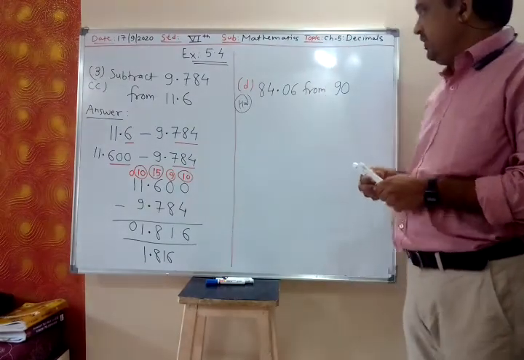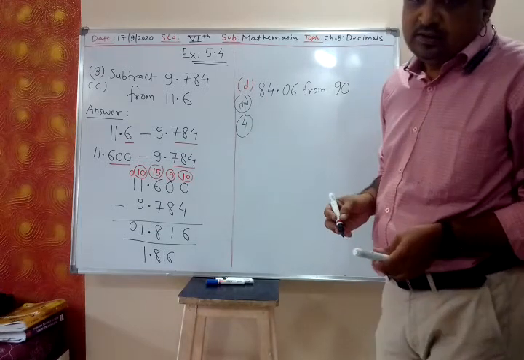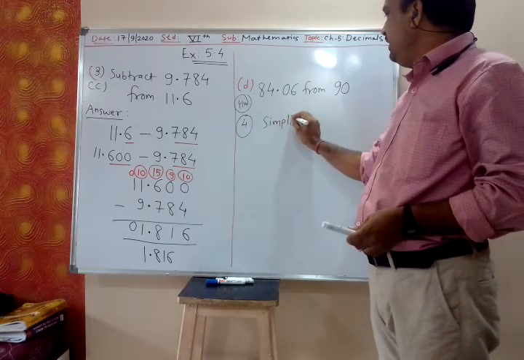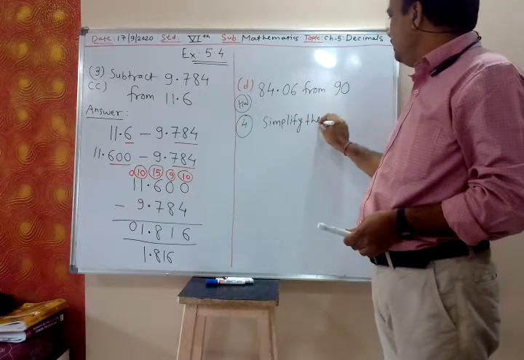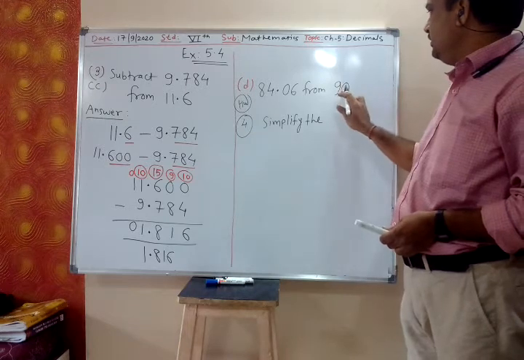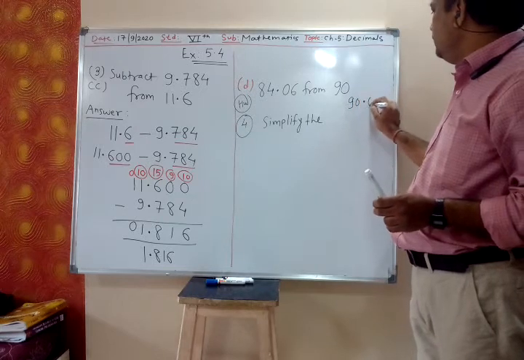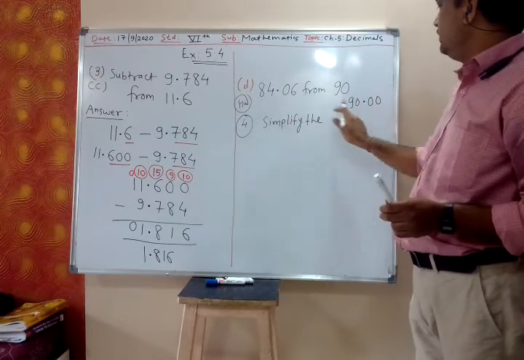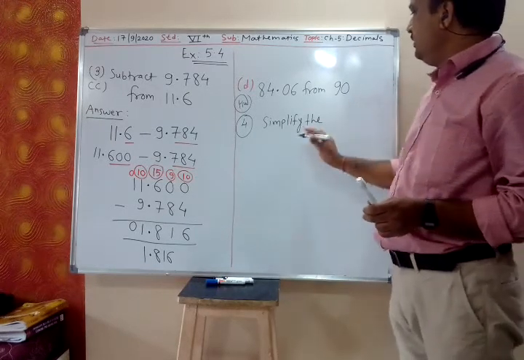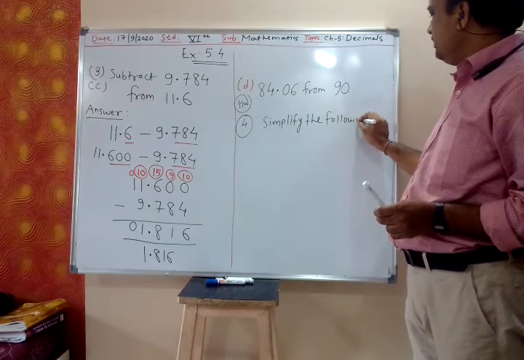Let us do the fourth one. D is homework. Then the next, the fourth one, is simplify. See, 90 is whole. 90 you will write as 90.00, because there are two digits after the point. You will not write 90. Simplify the following.